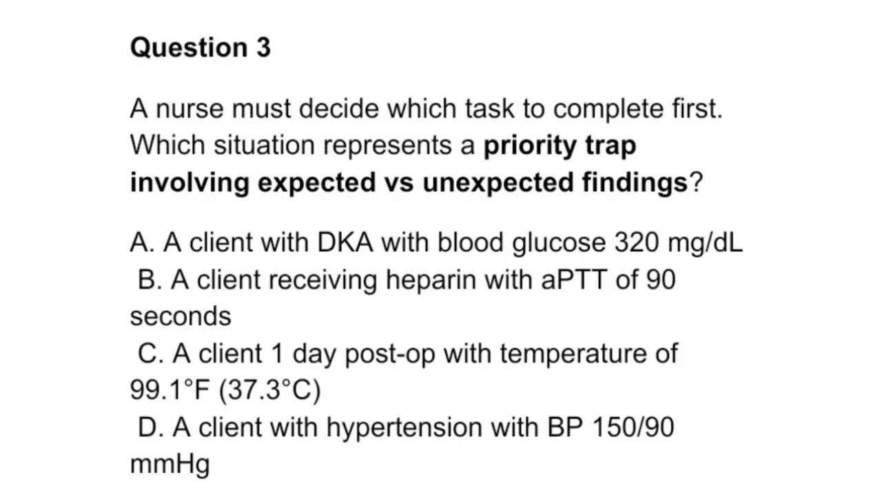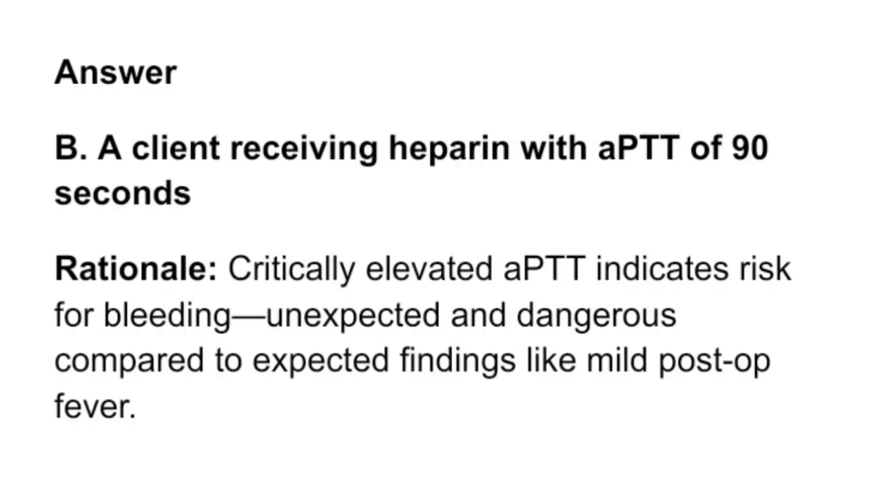C, a client 1 day post-op with temperature of 99.1 degrees Fahrenheit, 37.3 degrees Celsius. D, a client with hypertension with BP 150 over 90 millimeters of mercury. Answer: B, a client receiving heparin with APTT of 90 seconds. Rationale: critically elevated APTT indicates risk for bleeding, unexpected and dangerous compared to expected findings like mild post-op fever.